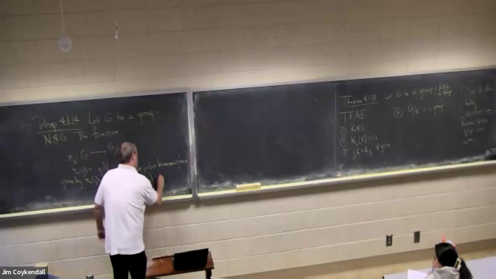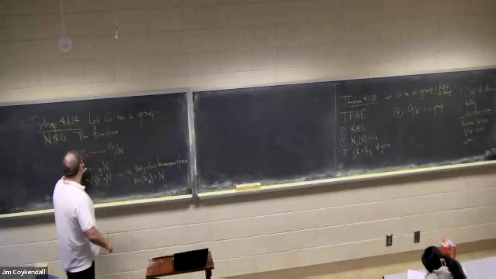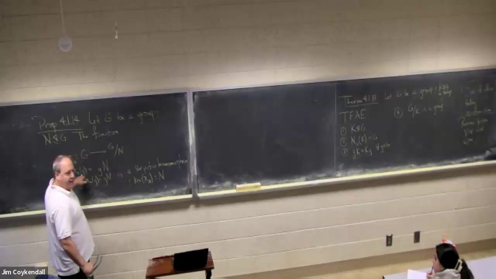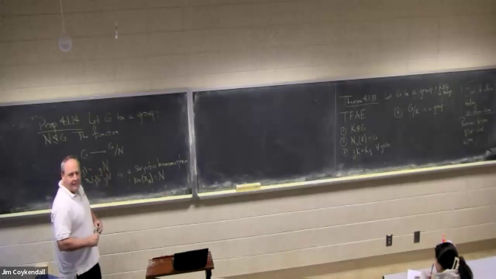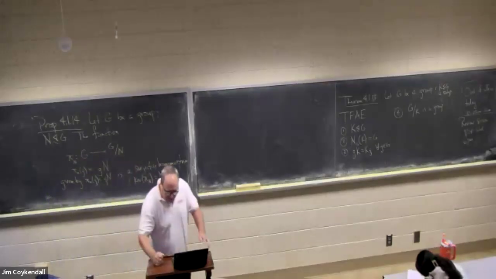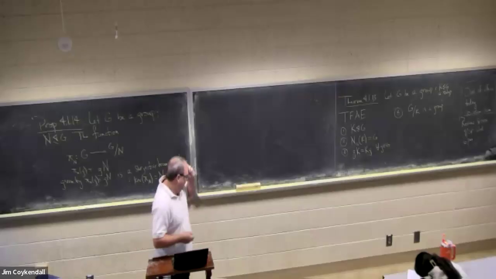Exactly. The kernel of this homomorphism is all the elements that go to the identity, which is all the stuff in the identity coset, which is precisely the elements in N. Right. So let's see this.